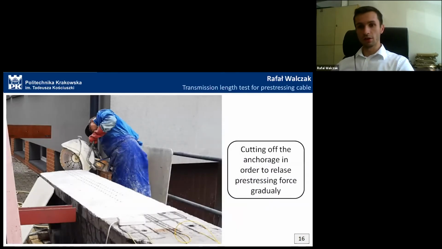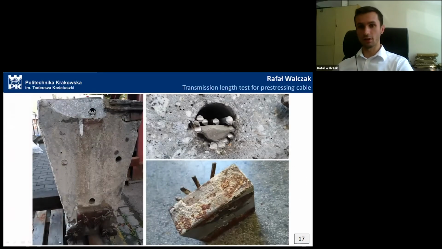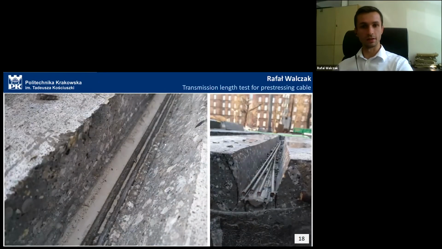The cutting of the anchorage was performed by a circular saw in order to release the prestressing force gradually. After the cutting, we could observe incomplete filling of the cable duct, which is often seen in practice. The result was that 4 top wires actually worked as unbonded, so we could record this later. After the test, the cable duct was opened, and we could observe that 4 wires were unbonded at first, but 2 wires were unbonded through the whole length of the element.